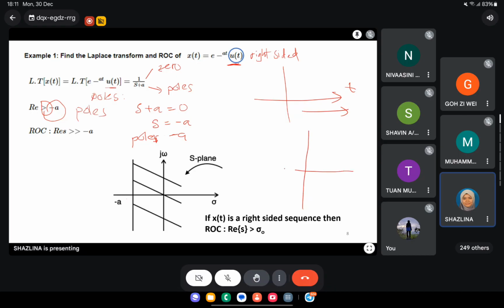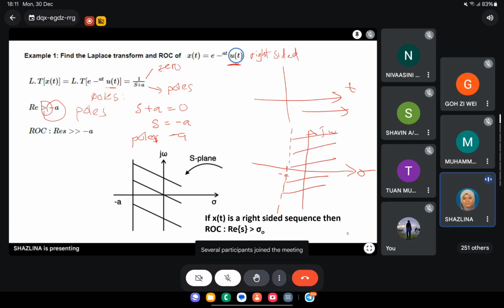I'll do it again. So this is your S plane, you have sigma, you have J omega. So your pole is minus A. Minus has to be on the left side. So we assume that this is A, which is minus A. So you draw a line around here. So bigger than minus A, it should be on the right side, okay? So in this case, your ROC, real S is bigger than minus A.